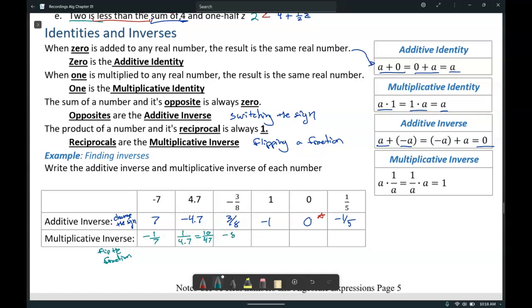Negative 3/8 becomes negative 8/3. 1 becomes 1. It stays as 1. 1 is its own multiplicative inverse. 0 becomes undefined. That's because if we take 0 and we write it as a fraction over 1, and then we flip that fraction, we get 1/0, and we know that anything divided by 0 is undefined. So that's going to be special as well. And then last but not least, the reciprocal of 1/5 is 5/1, which simplifies to just the integer 5.